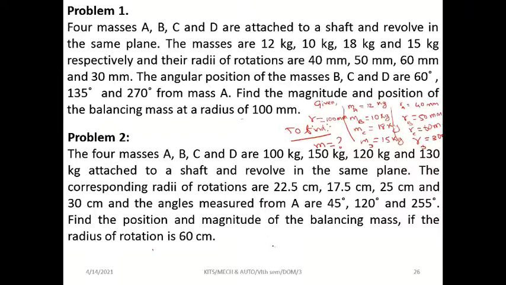So first, keep a point in your drawing sheet. Okay, keep a point in your drawing sheet. Draw a horizontal line for RA value 40 mm. So draw a horizontal line of 4 centimeter. Let us keep this as O, center O. Okay, draw a 4 centimeter line, and at the end of the 4 centimeter line, put a round and mark that as A. So this is mass A.